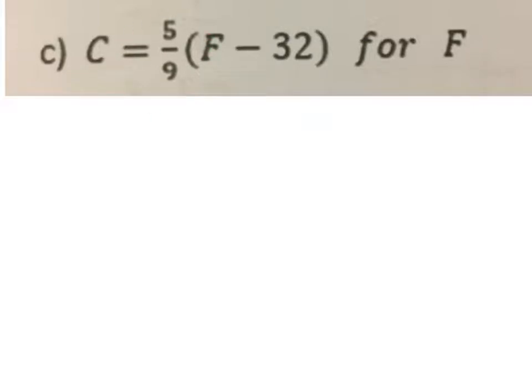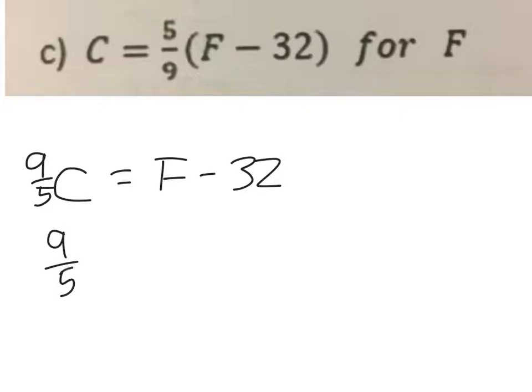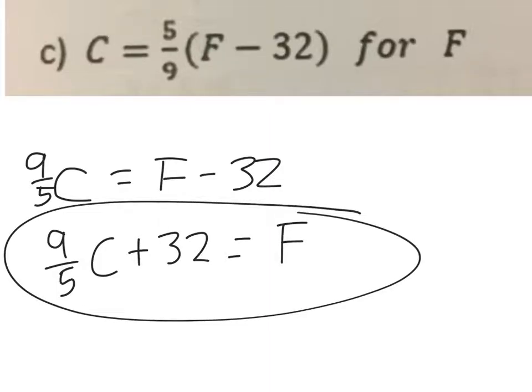So how do we get rid of multiplying by 5/9? You can think dividing by 5/9, but we don't really divide by fractions. We would multiply by the reciprocal, absolutely. So if I multiply both sides by 9/5, that leaves me with this little gem, right? 9/5 times C is 9/5 C equals, then 9/5 times 5/9 goes away, F minus 32, and then move the 32 to the other side. So 9/5 C plus 32 equals F.